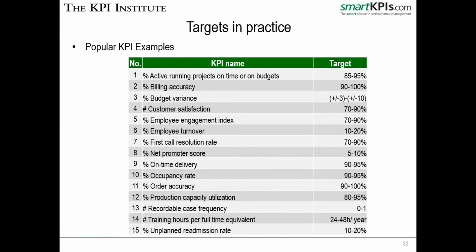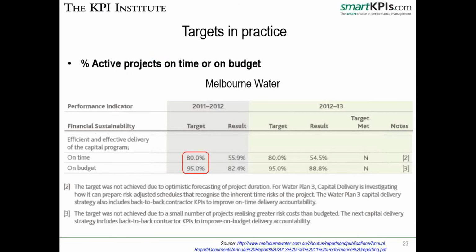Good. Now let's have a look into some popular KPI examples. We have a list of 50 examples and how they are used by different companies in practice. One of the most popular KPIs is number of projects on time or number of active projects on budget. Now, depending on each company's activities, the targets can, in a way, range. But for example, in this case, for Melbourne Water, they have an on time target of 80% and an on budget target of 95%.